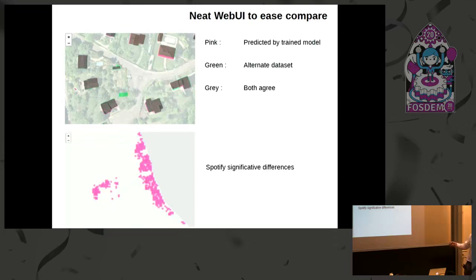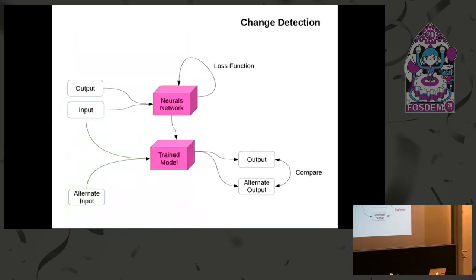And it's also interesting to see that if you zoom out, there are spotty differences, which will help you save time because we will focus only on the parts where there are enough differences between your two datasets.